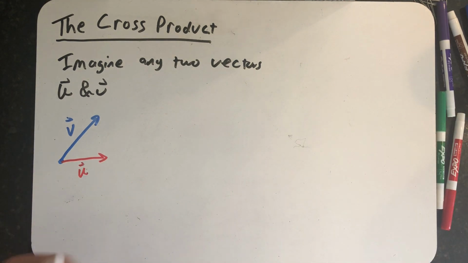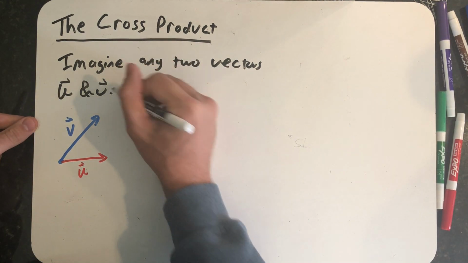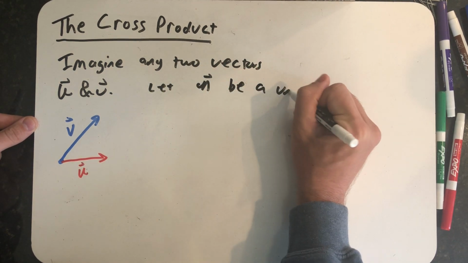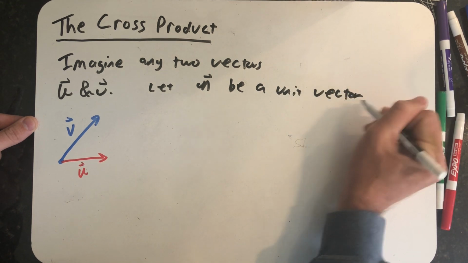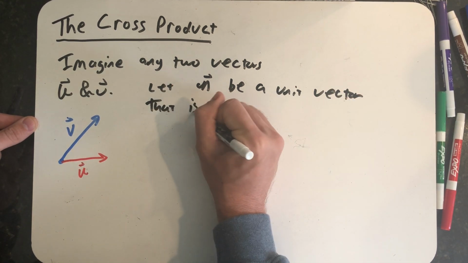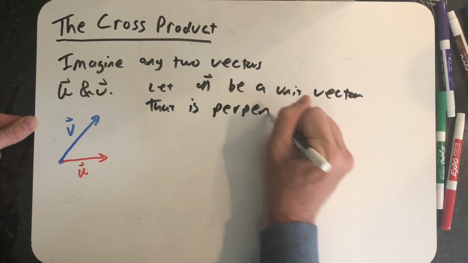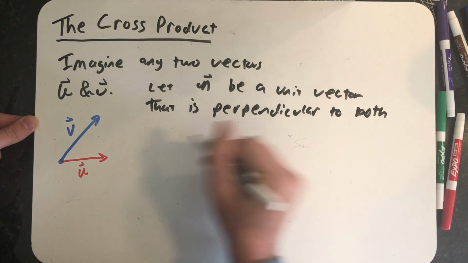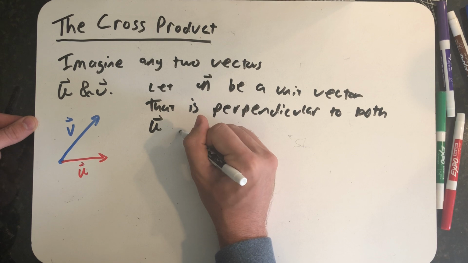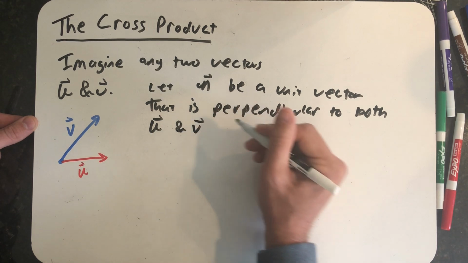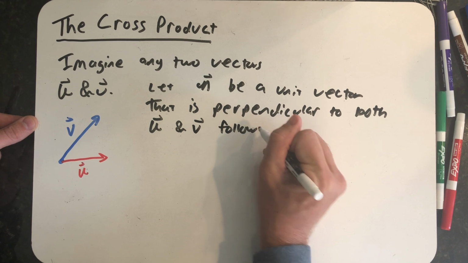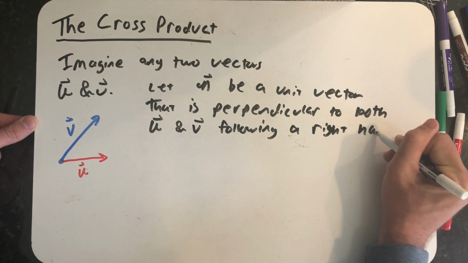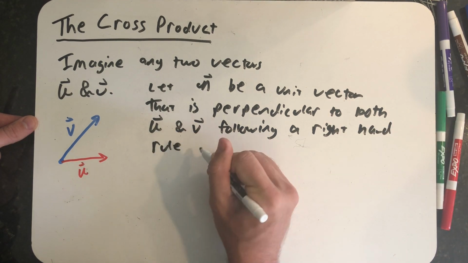All right, let's think about a unit vector n. Let little n be a unit vector that is perpendicular to both u and v, following a right-hand rule. From u to v.